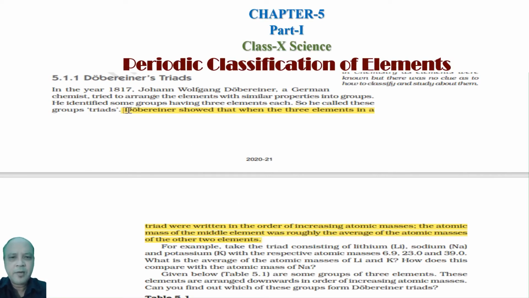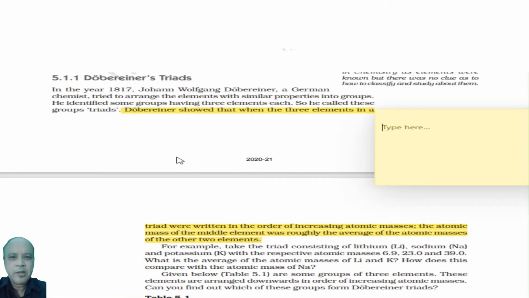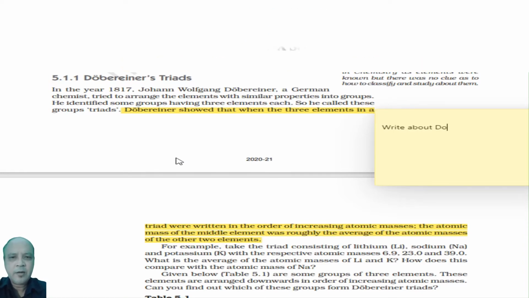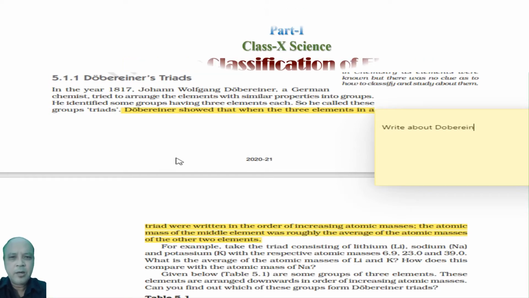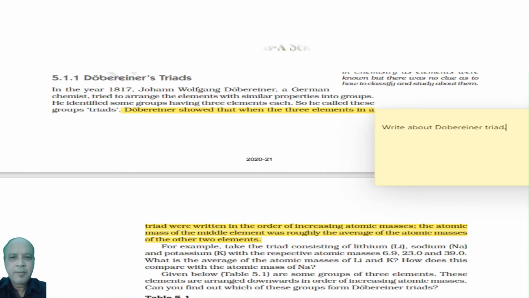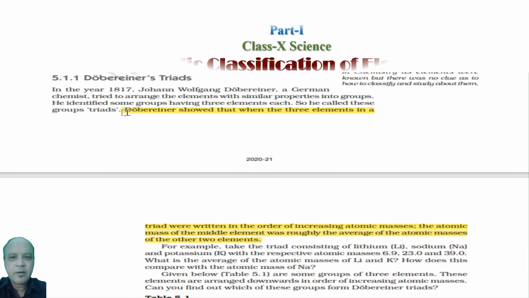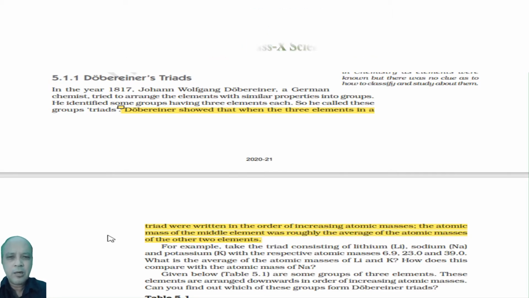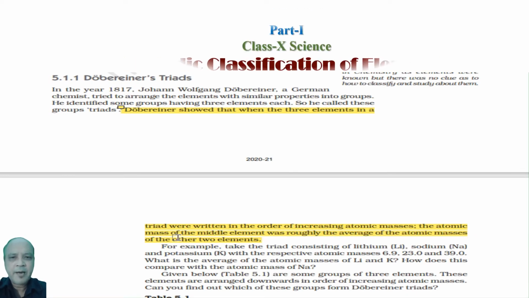So here we can raise a question: write about Dobereiner's triad. The question may be like this. You can write: Dobereiner showed that when 3 elements in a triad were written in order of increasing atomic masses, the atomic mass of the middle element was roughly the average of the atomic masses of the other 2.